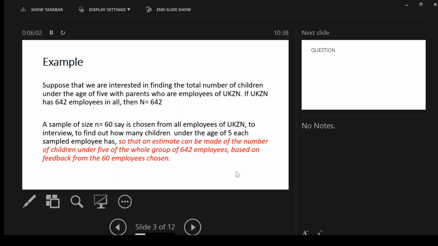Each one of those 60 gets asked that in the sample. Then we're going to use that information to say something about the whole population. So I know everything about the children under 5 for the 60, but I don't know that for the rest of them. Okay, I think that's very clear.